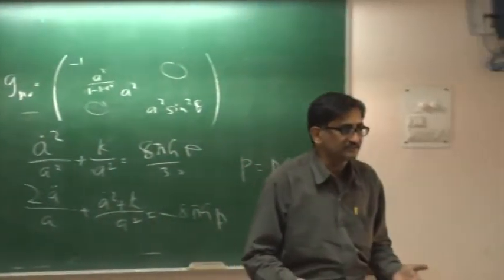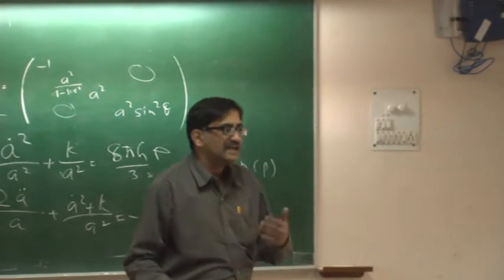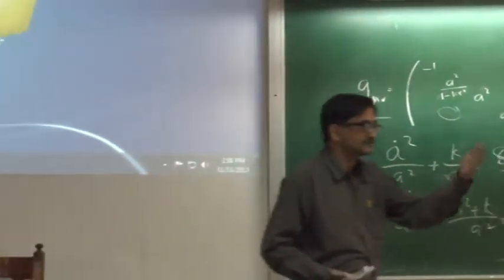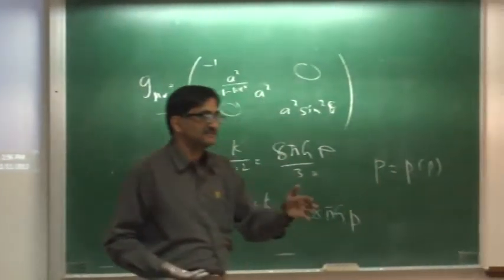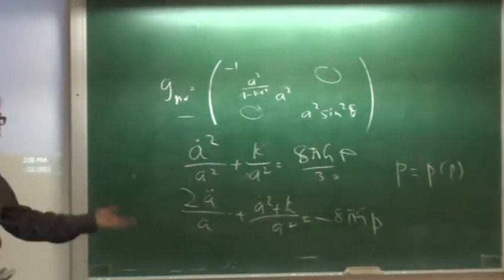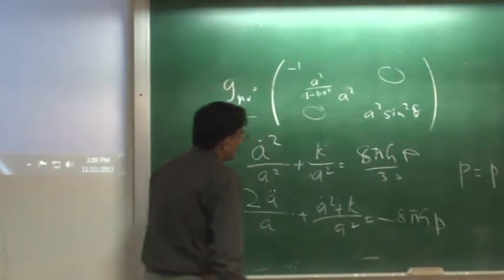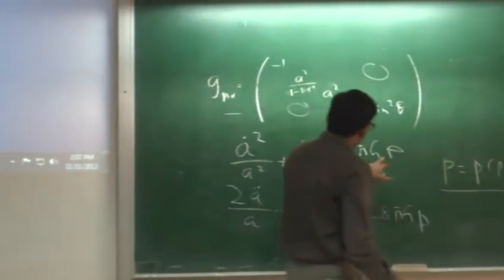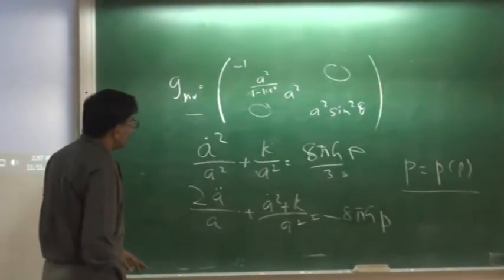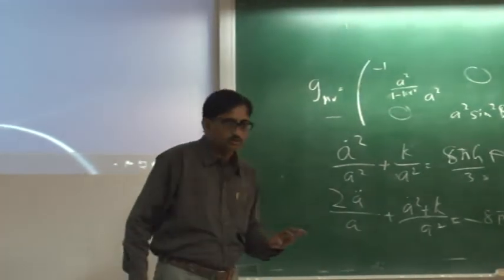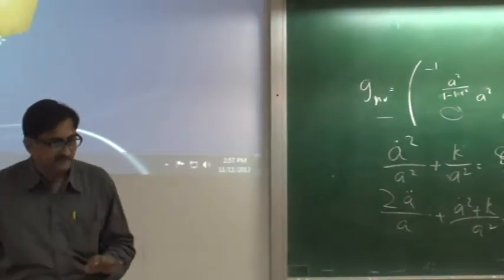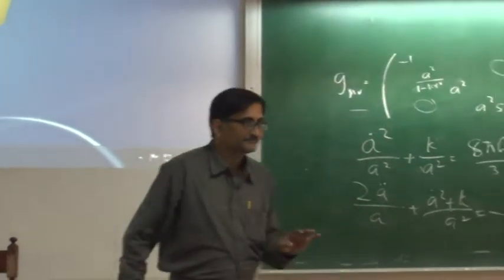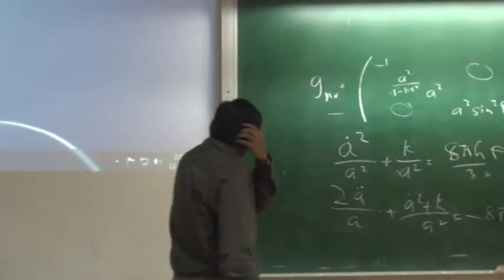So often what one does is normalize a to be equal to 1 today. Just like in the Schrodinger equation, the phase doesn't matter, you put phase equal to 1. It's just like that. If something is not measurable, you can choose what you want. So that is about the scale factor, and this is the equation of state. Once you have put in the equation of state, this can be solved to derive a relationship between the scale factor and time.